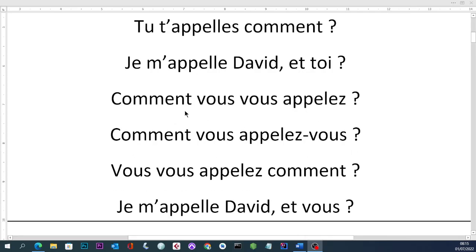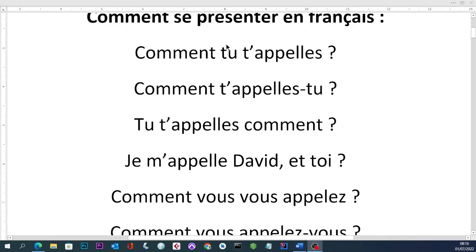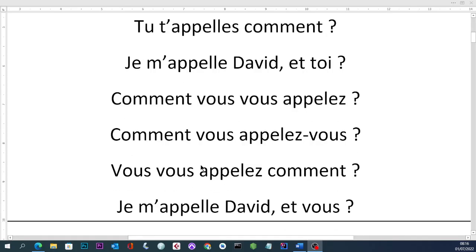Now, there is a different way of asking the same question. They're kind of similar, but the difference is that in this second way, you will replace tu with vous. I'll explain the difference. So the first way of asking with the vous is this. Comment vous vous appelez? The second one is, comment vous appelez-vous? Third one, vous vous appelez comment?